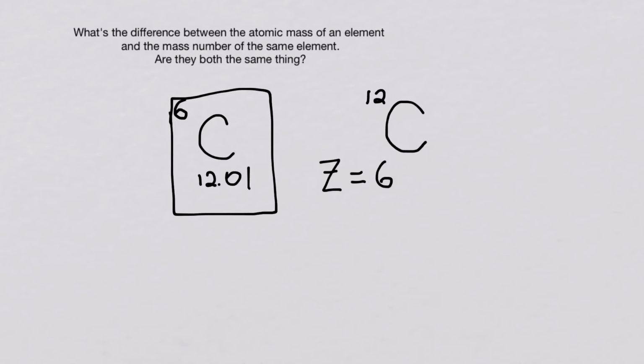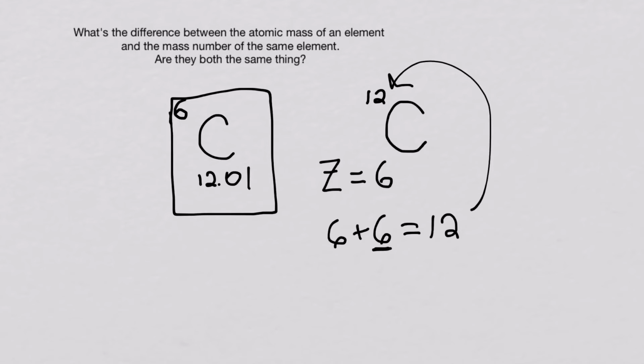So if I've got carbon 12, what that means is that I've got 12 total particles in the nucleus, which means that I must have 6 of something else. Because I know that I can only have protons or neutrons, that tells me I must have 6 neutrons in my nucleus in order to equal the mass number of 12. So that's what that number actually is. That is called the mass number.